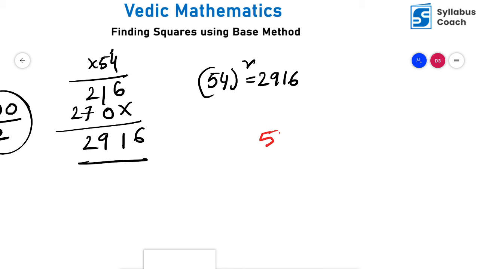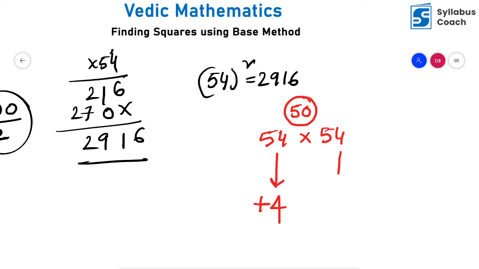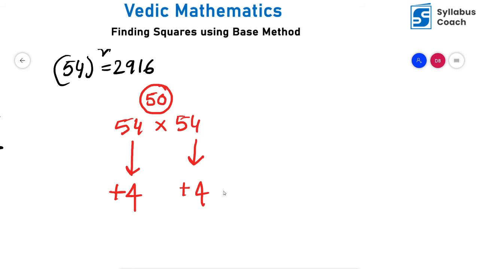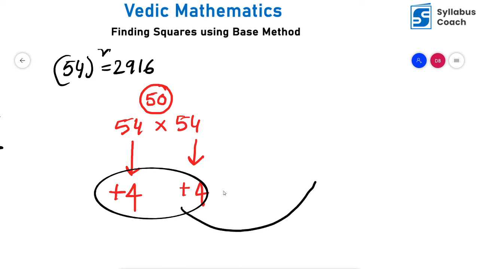So what is 54 into 54? We write it like this first, right? Now the first step whenever you do this multiplication using non-base method is to write the base number, which is 50, right? Now this 54 is 4 more than 50, isn't it? And similarly this 54 is 4 more than 50, isn't it? Now what are you going to do? You're simply trying to multiply these two together, which is 4 into 4, 16.